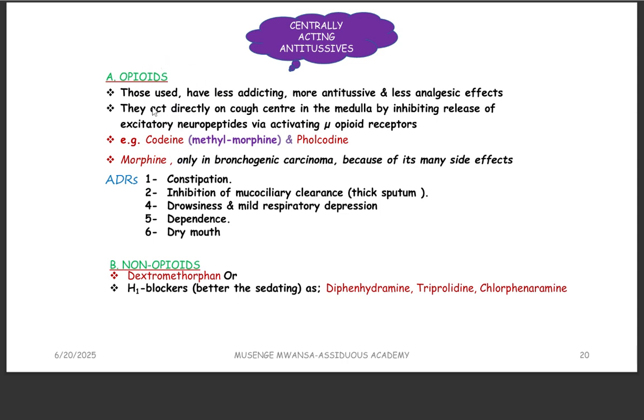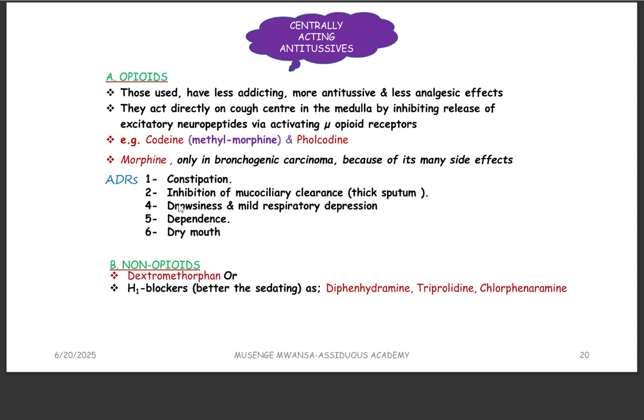So for opioids, those used have less addicting and less analgesic effect and more antitussive effect, because opioids are also used to stop pain and they are more abused because they cause euphoria. So those that you use here should be the ones that have got more antitussive effect than analgesic and addictive. For example, codeine, hydrocodone. Okay, and they act directly on the cough center in the medulla by inhibiting the release of excitatory neuropeptides via activating the mu opioid receptors.